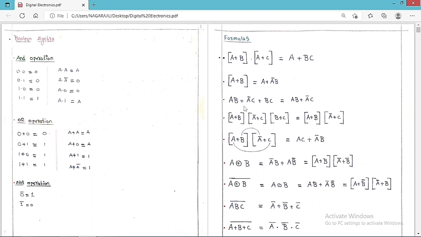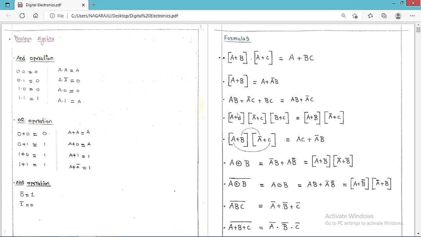If you do the reverse of this, changing plus to dot and dot to plus, you get the relation (A + B)·(A' + C)·(B + C) is equal to (A + B)·(A' + C). Basically this is called duality. Duality means changing plus to dot and dot to plus. This is the duality theorem.